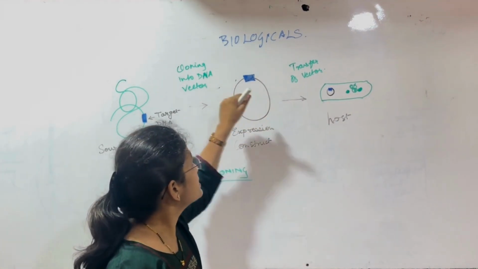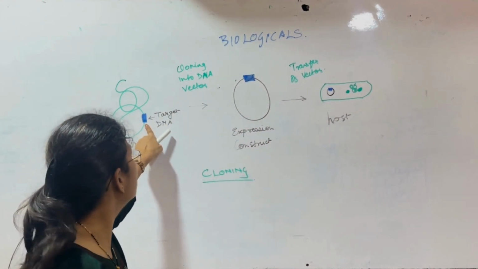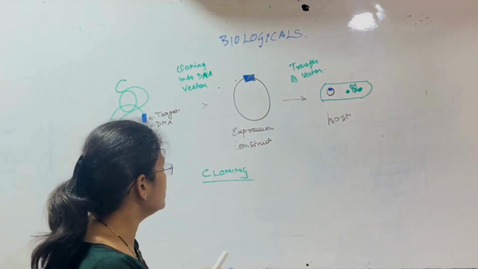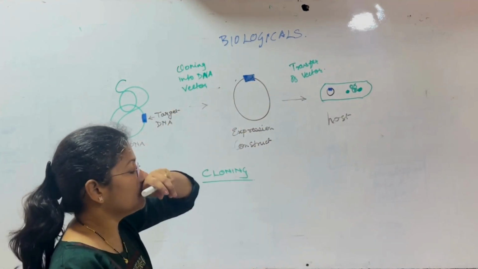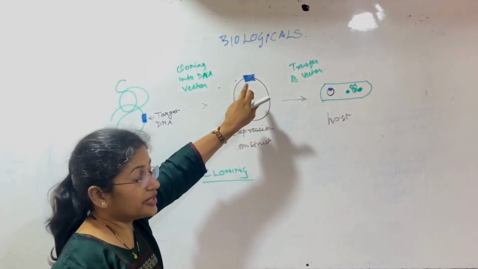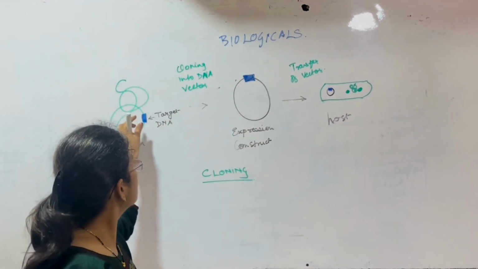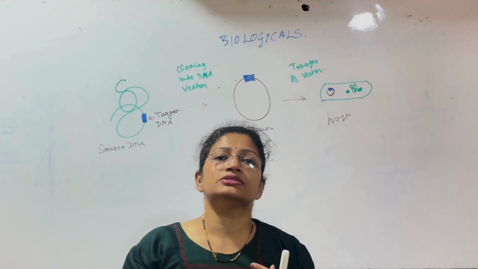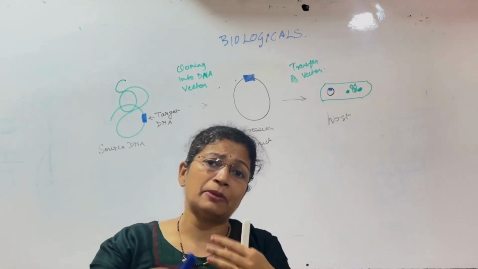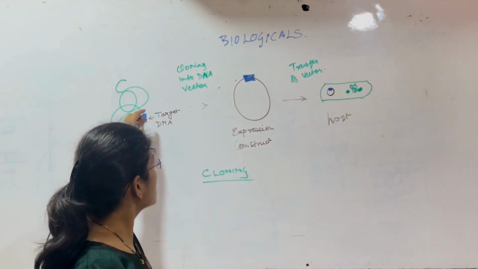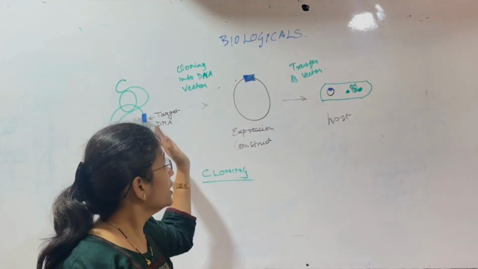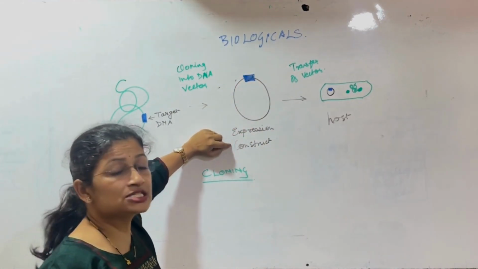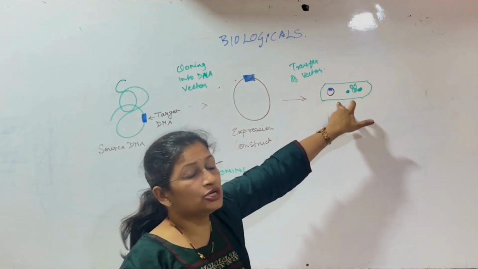This is a host cell. First this target DNA will be included in a vector. This is cloning into a DNA vector. This is a vector and this is a target DNA which is detached from here and added to the vector. Vector is nothing but an extra chromosomal material which has the capability of multiplying. Because this target DNA cannot multiply on its own, it needs to be added to a vector, and this whole is known as the expression construct. This will now go into the host.